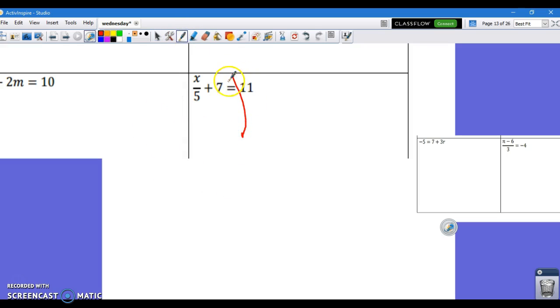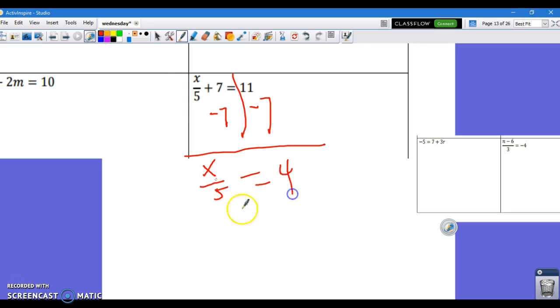For this one, no junk in the trunk, so add or subtract first. I see a plus 7 or a minus 7. I'm not going to try to add or subtract a fraction. Remember, fraction means division. So add or subtract, look at the other number to get rid of first. That's canceling out, leaving you x over 5 on this side of the street. 11 minus 7 is 4.